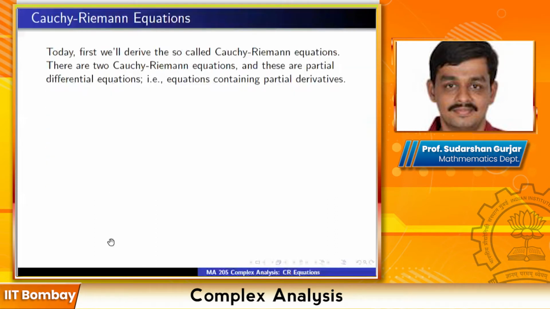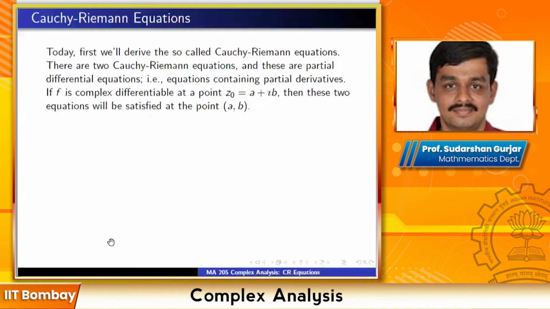So today we will derive the so-called Cauchy-Riemann equations. There are two Cauchy-Riemann equations, and these are partial differential equations, meaning equations containing partial derivatives. If f is complex differentiable at a point z0, then these two equations will be satisfied at the point (a, b). So these are going to be some easy first order partial differential equations.